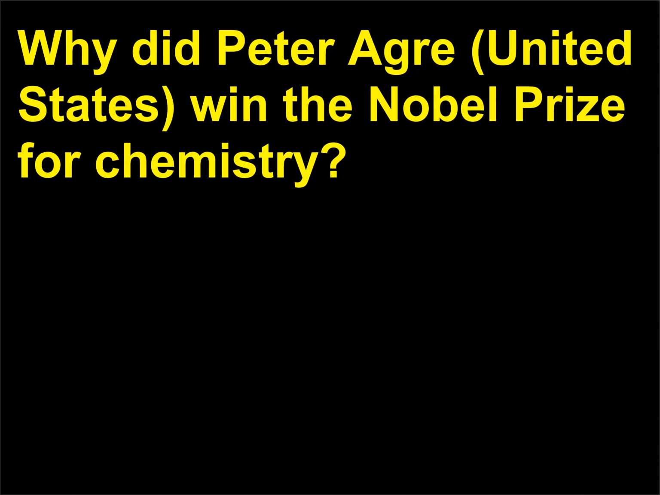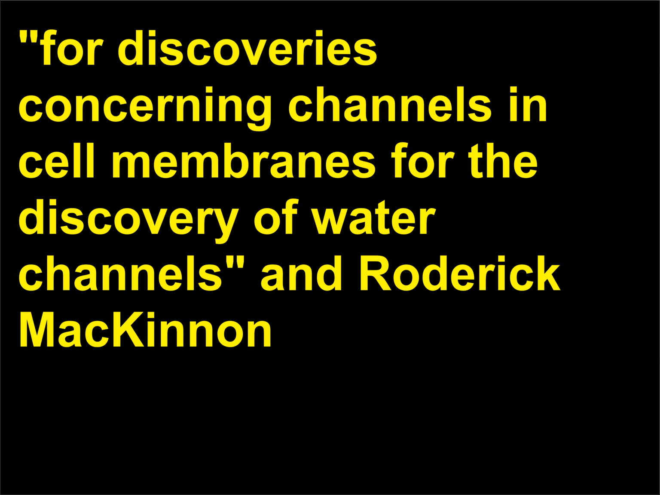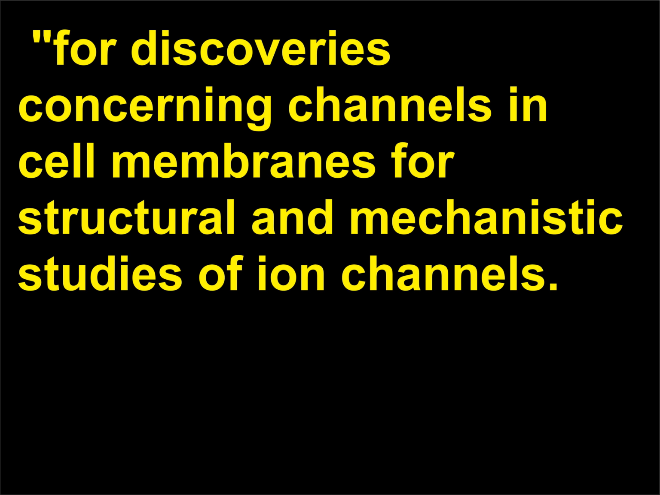Why did Peter Agre, United States, win the Nobel Prize for Chemistry? For discoveries concerning channels in cell membranes, for the discovery of water channels. And Roderick MacKinnon, United States, for discoveries concerning channels in cell membranes, for structural and mechanistic studies of ion channels.